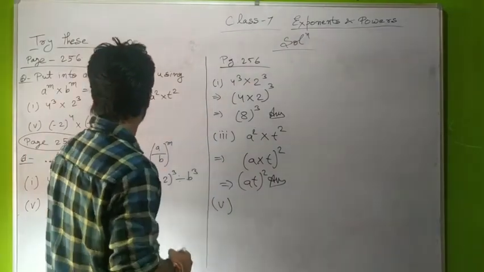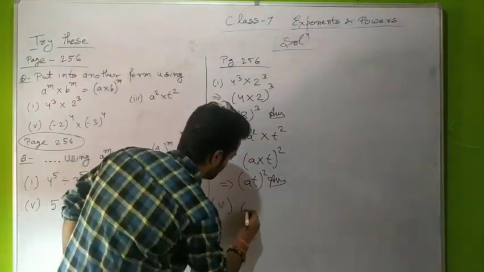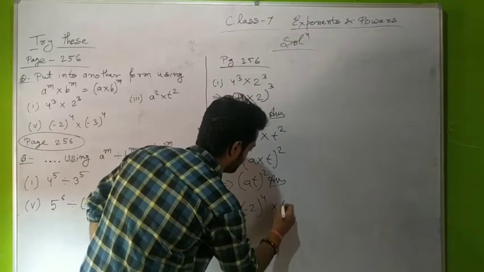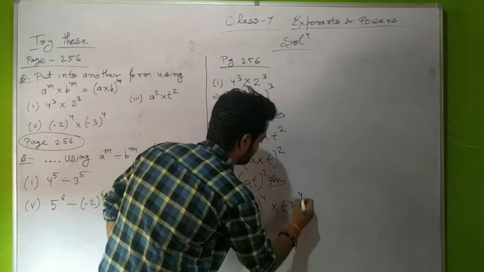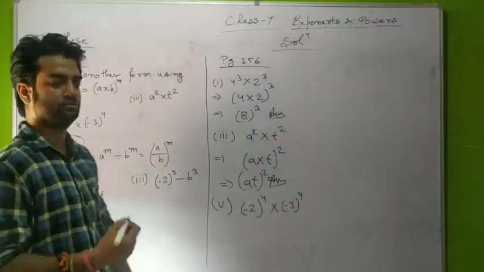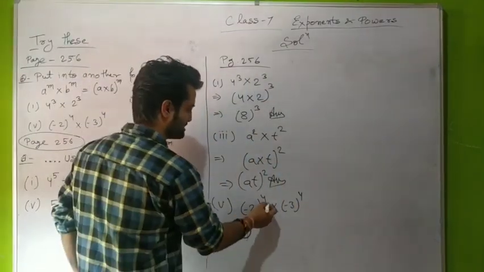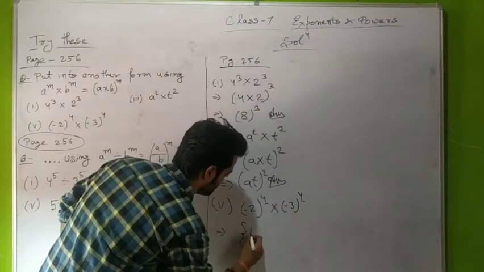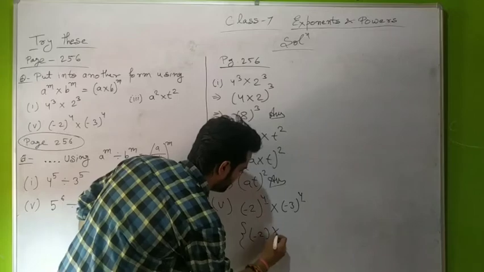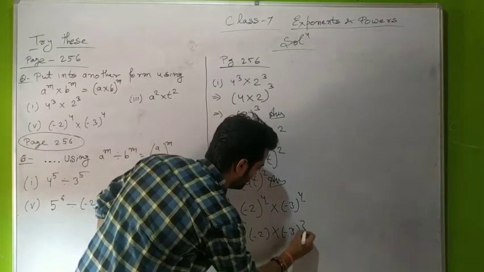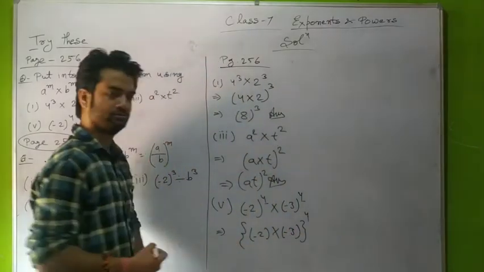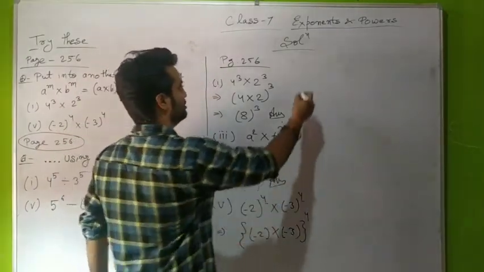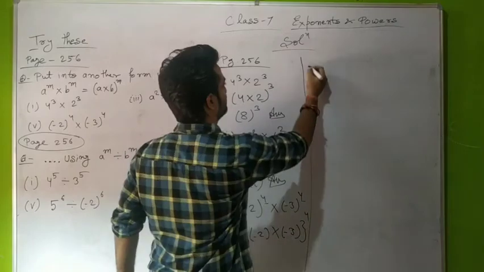In the fifth one, it is minus 2 raised to the power 4 into minus 3 raised to the power 4. Here the same exponents are 4. So the bases will be multiplied. It will be minus 2 into minus 3, raised to the power 4. When you multiply minus 2 and minus 3, what do you get? We will solve here now.